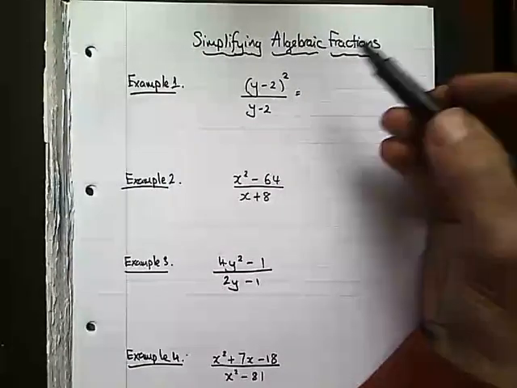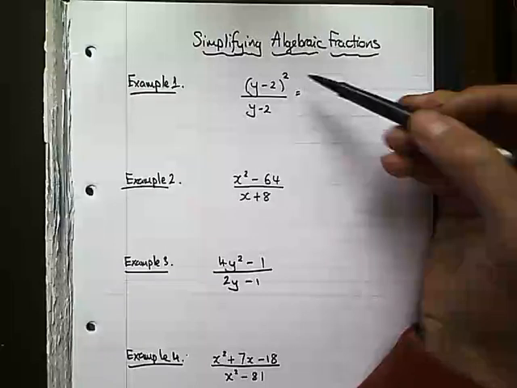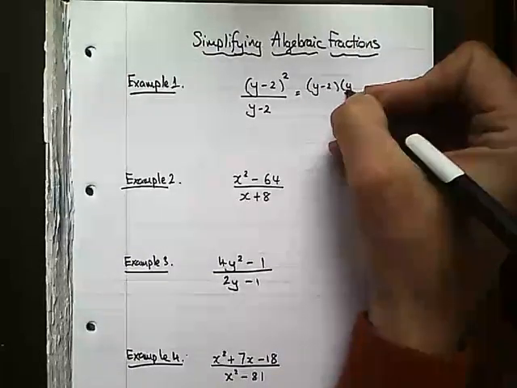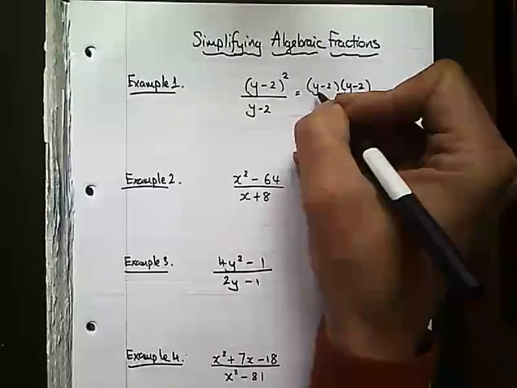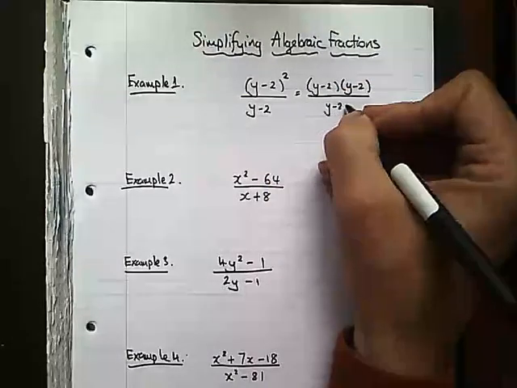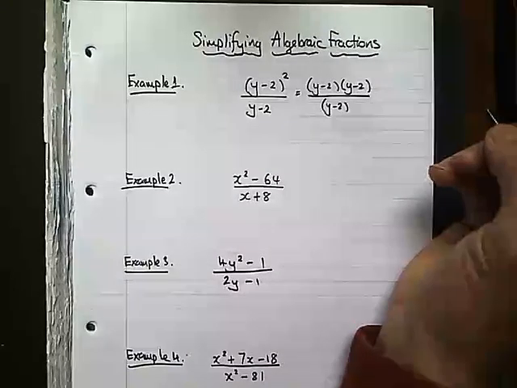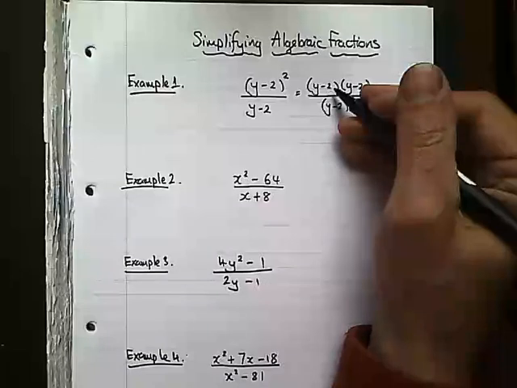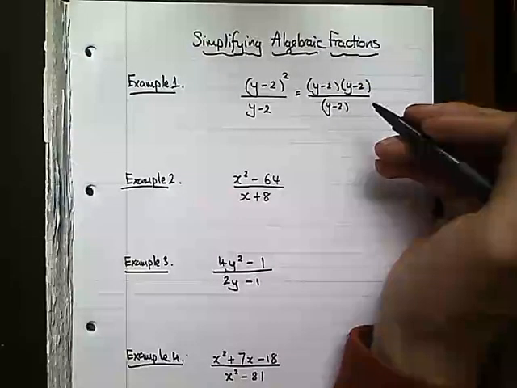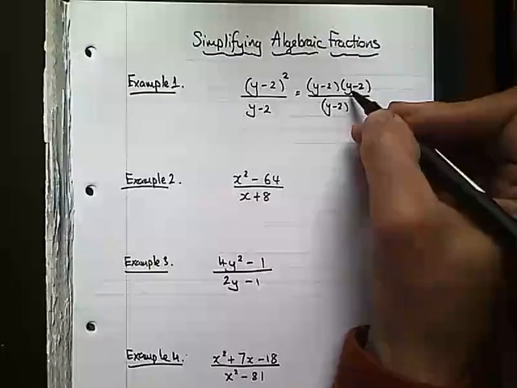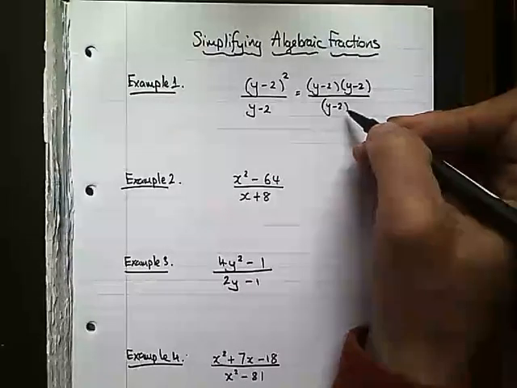I've got y minus 2 all squared. Well, that's the same as saying y minus 2 times y minus 2. And then I'm dividing it through by y minus 2. I'll put it in brackets just to make my life a bit easier. So I can cancel out, because these are multiplied. If there was a plus in between, it doesn't really work like that. But because they're multiplied together, I can cancel out with one that's being multiplied on the bottom.